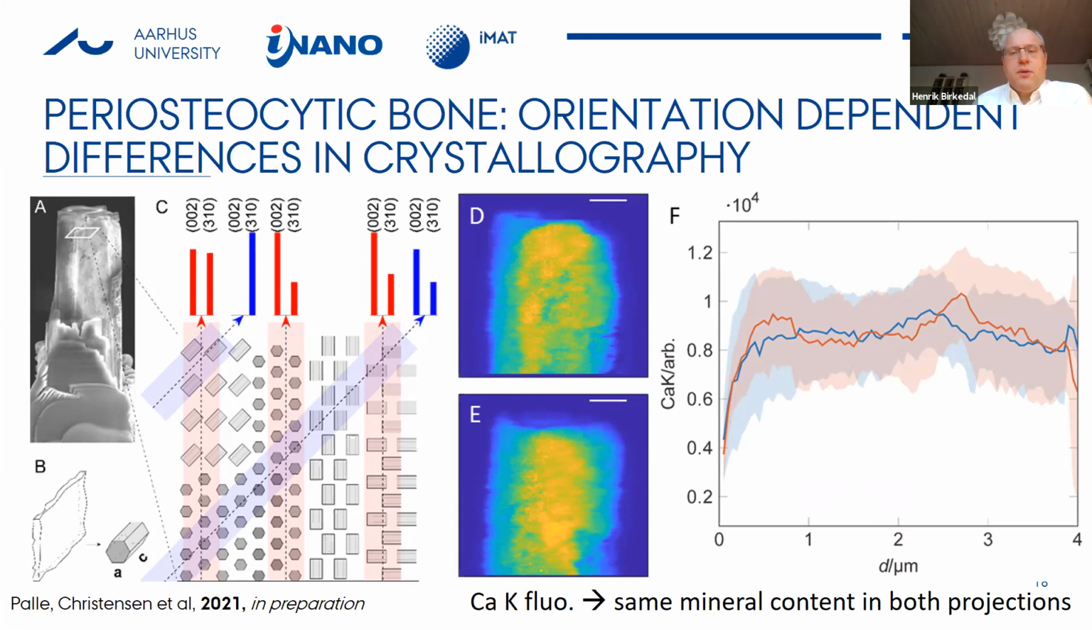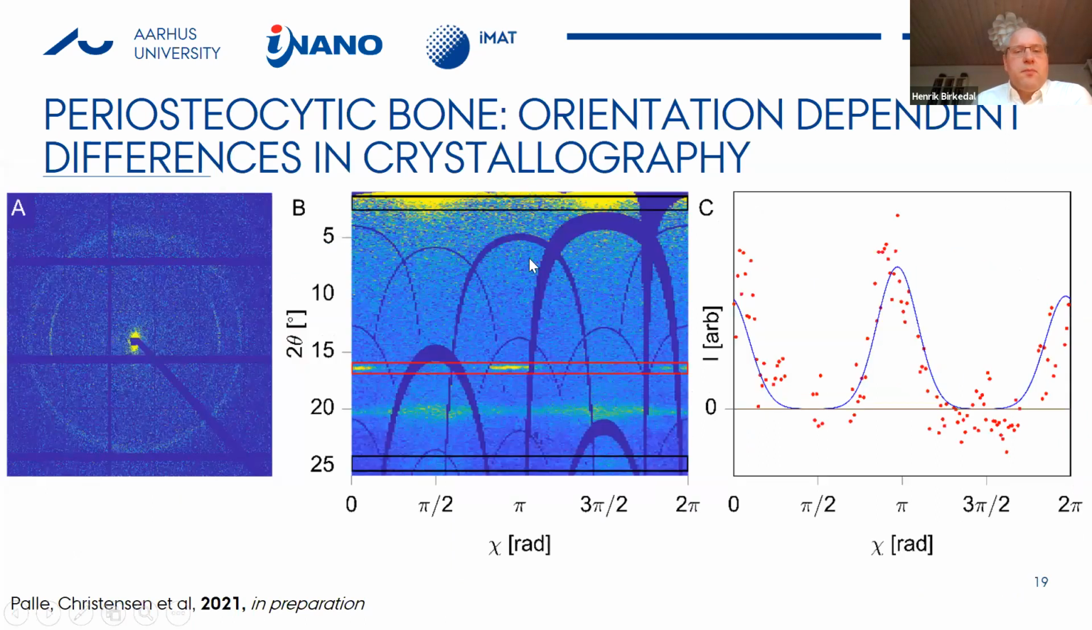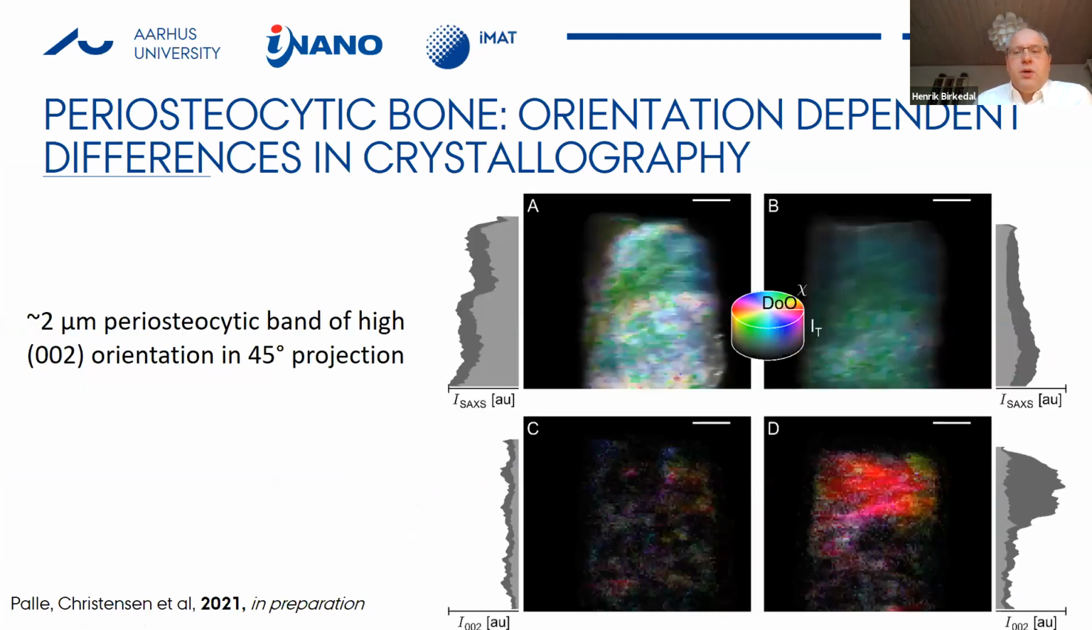If we now look at the diffraction signal, we can measure the orientation of the crystallites by using fits to the azimuthal intensity dependence, as done also in Peter's work from small angle scattering. And we can now look at the orientation of the crystallites as a function of distance from the osteocyte lacuna. On the top, I show you the orientation as determined by small angle X-ray scattering. The color gives you the angle, and the intensity of the color gives you the degree of orientation.